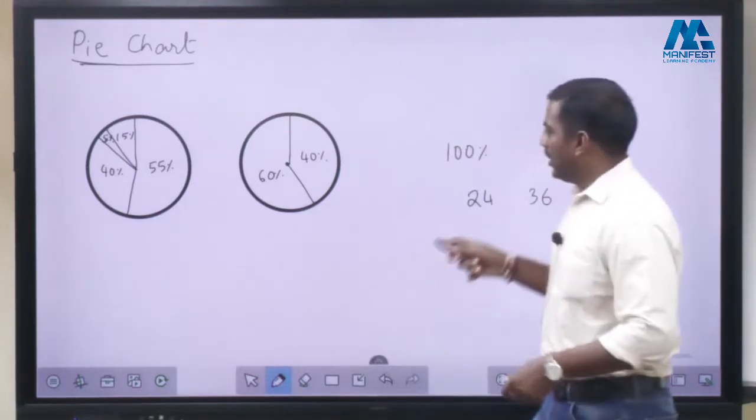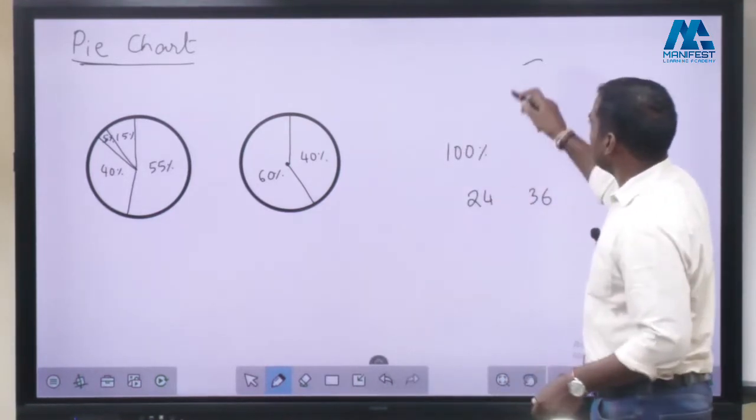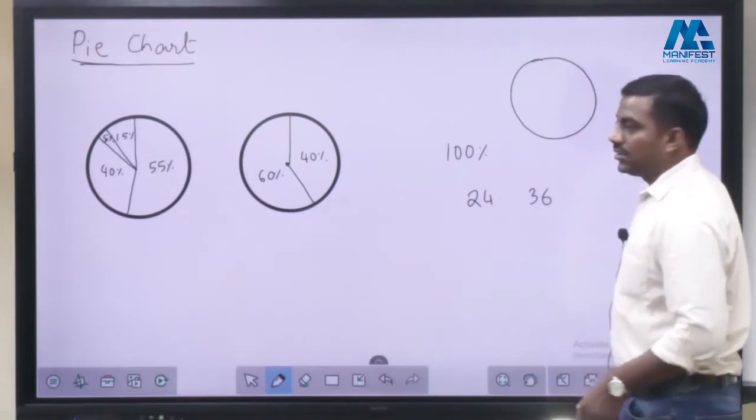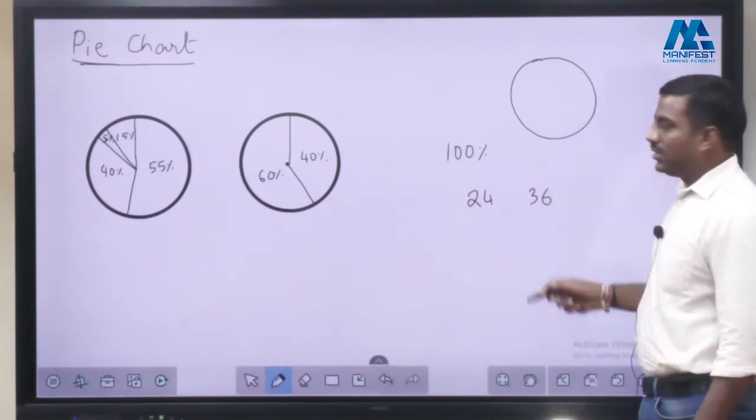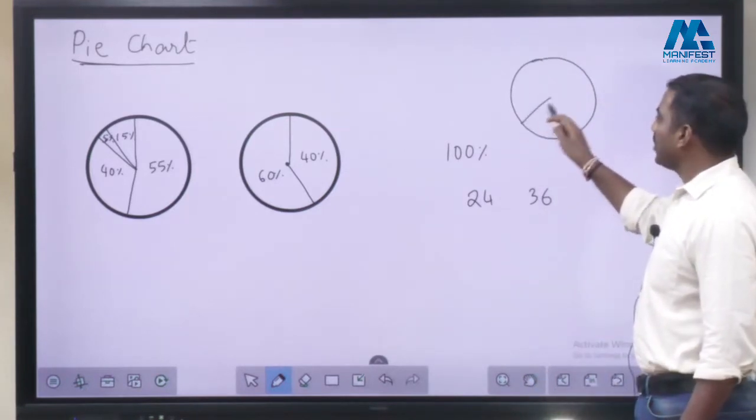Fine. For example, in cricket, for a batsman, they'll be giving a pie chart.